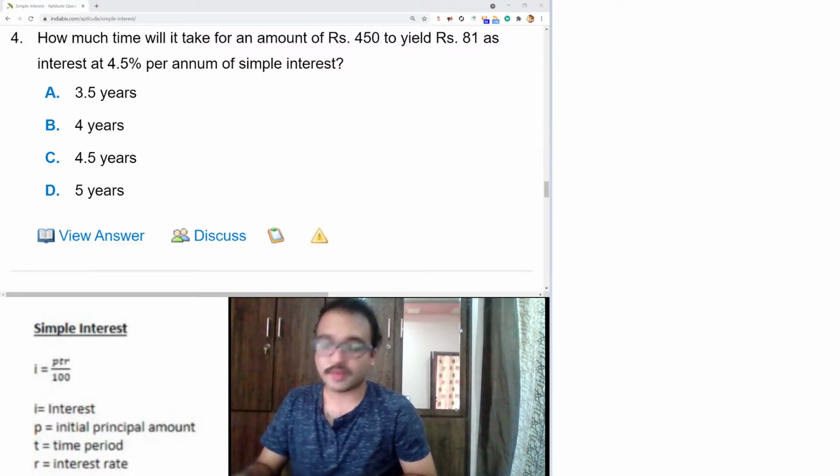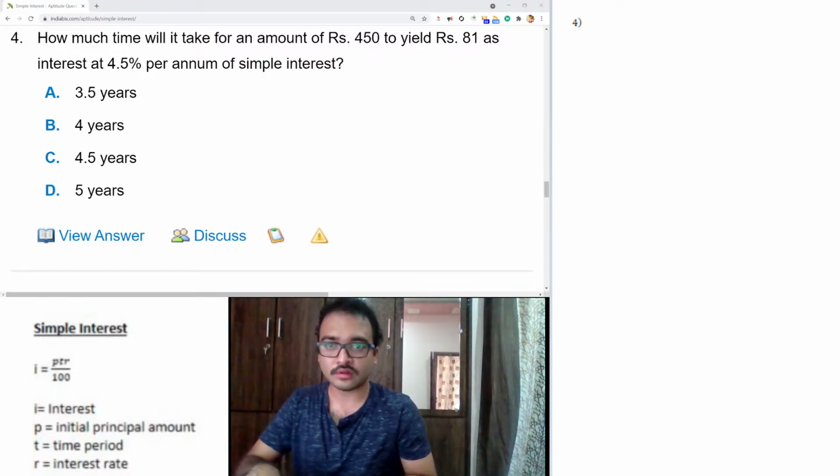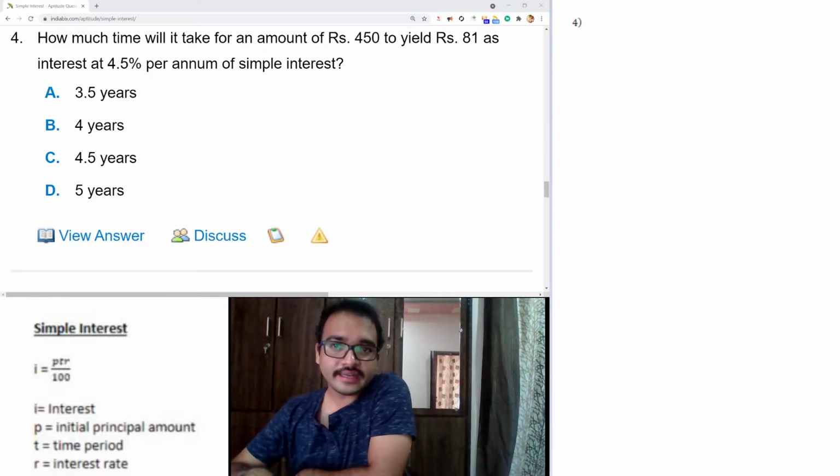Let's solve problem number 4. How much time will it take for an amount of 450 to yield 81 as interest at 4.5% per annum of simple interest? Which means how much time it will take. T is equal to how much for an amount 450 rupees. 450 to yield 81 as interest. Interest is 81 rupees at 4.5%. R is equal to 4.5%.